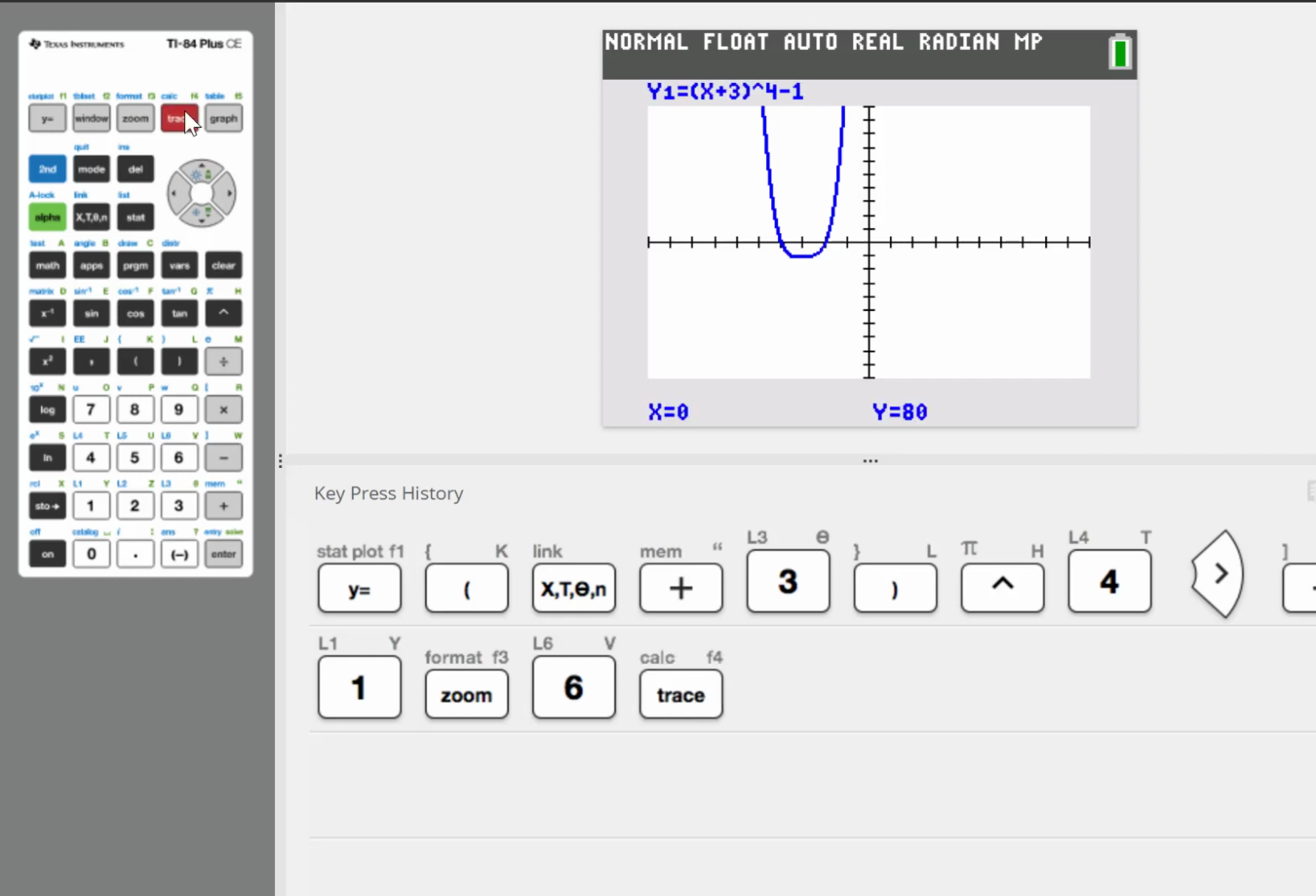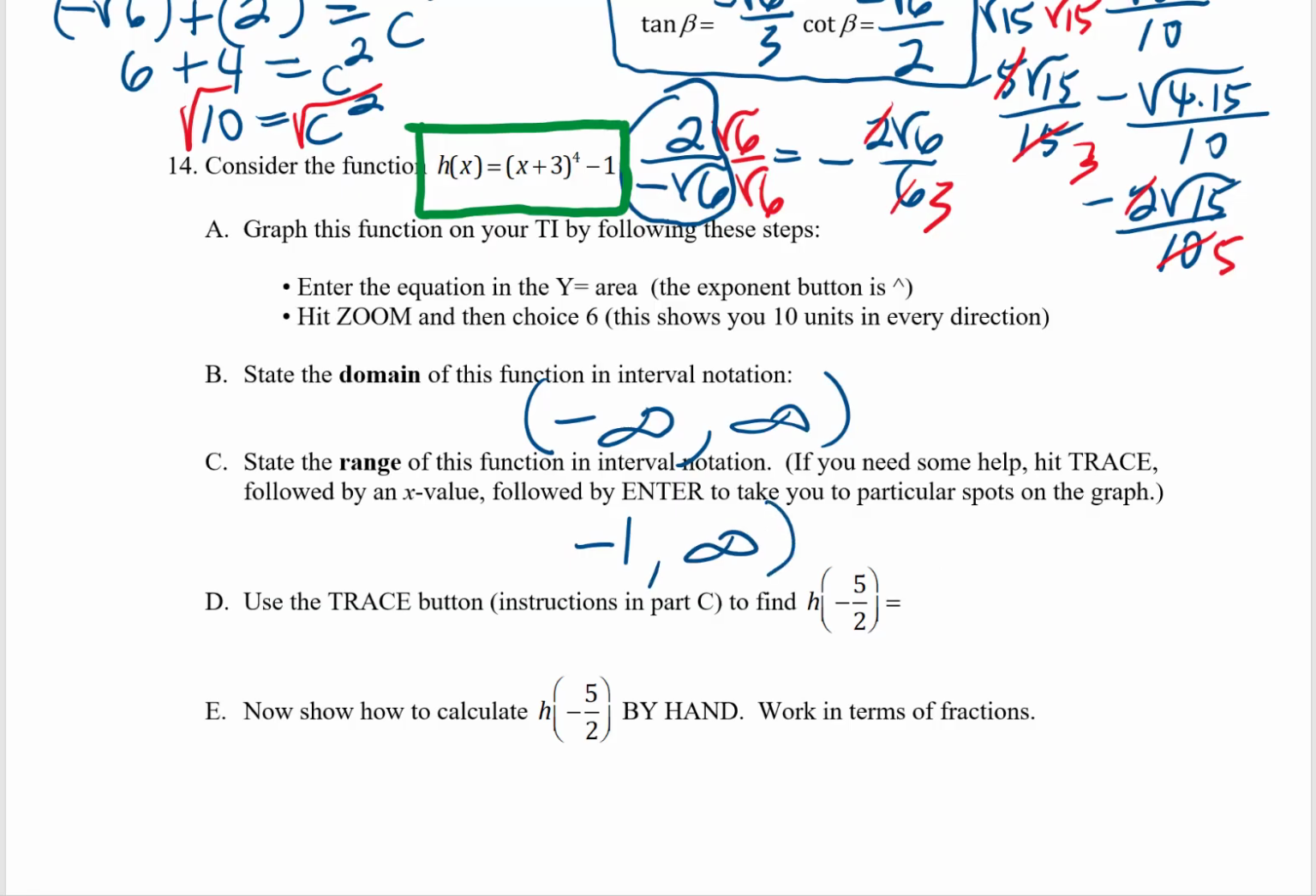That's where trace comes in. Hit trace, type your x, negative 3, hit enter, and it'll take you to that spot. And sure enough, as I suspected, the y value there is negative 1. What that tells me is the range is clearly negative 1 as the smallest y value, but there's no limit to the biggest. This goes on forever and ever in an upward direction there. So the range would be negative 1 to infinity. Remember, infinity always gets a parentheses. The negative 1 here will have a bracket because it is actually included as part of the range.